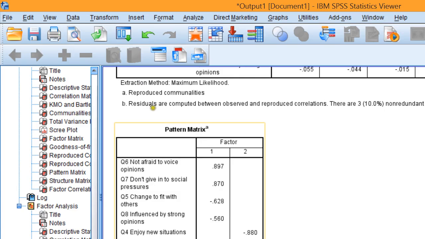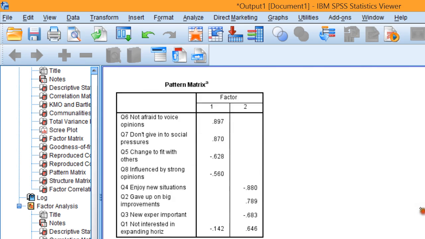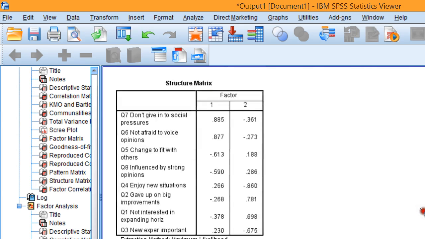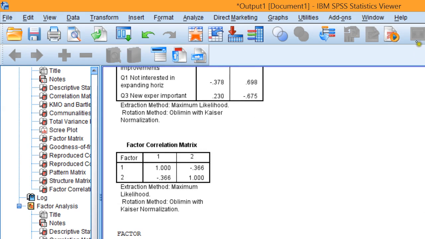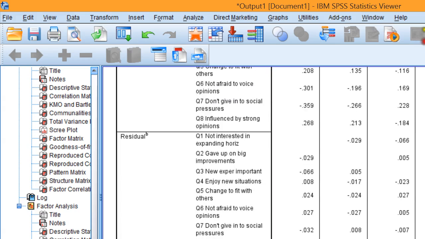So you can see it's really clear. Items 5 to 8 load on one factor, and items 1 to 4 load on another factor, and that's good. That's what you want. That shows simple structure. So far everything's really good about the analysis except for the reproduced correlation matrix.